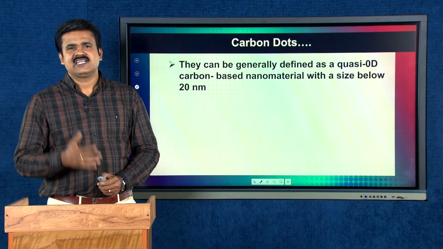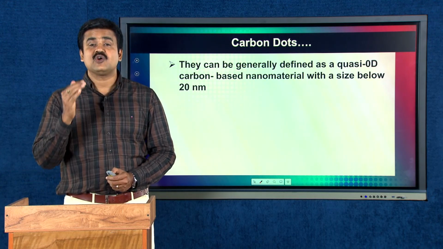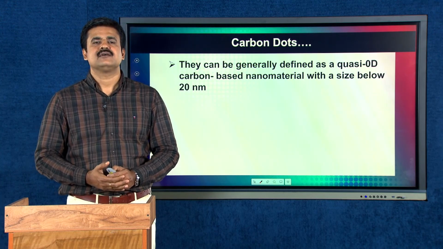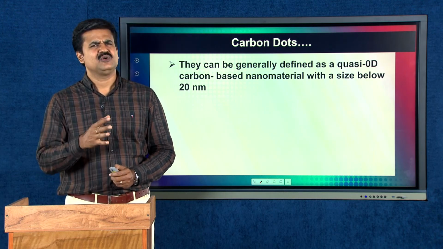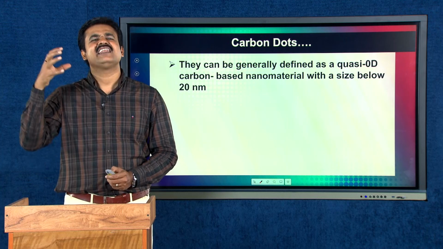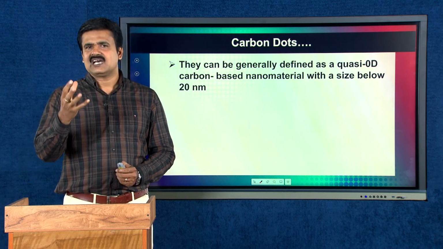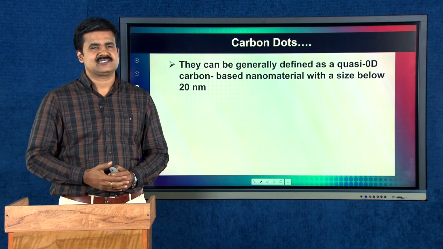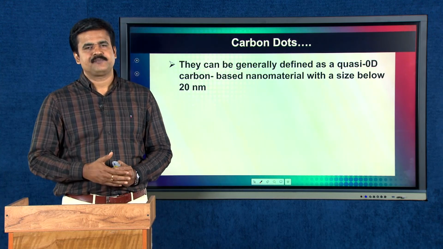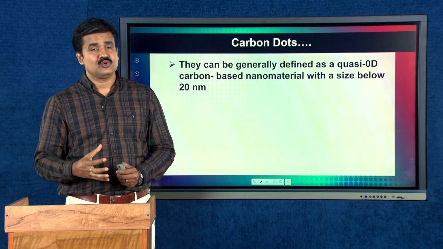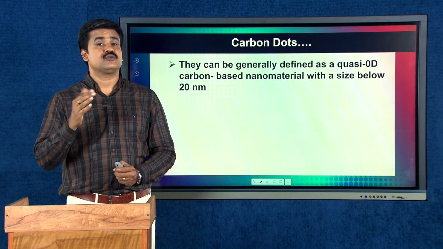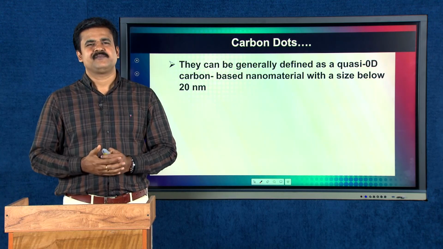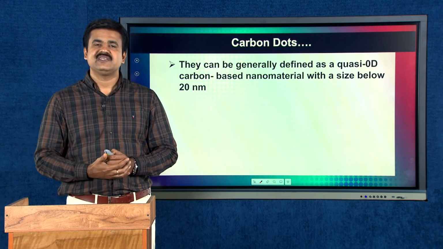These carbon dots can be generally defined as a quasi-zero-dimensional carbon-based nanomaterial with a size below 20 nanometer. Even though the general range is 2 to 8, we can include carbon nanoparticles up to 20 nanometer in the category of carbon dots, because the particles up to 20 nanometer will show the same properties as carbon dots in the range of 2 to 8 nanometer. So, on a broad definition, the size range may be up to 20 nanometer.